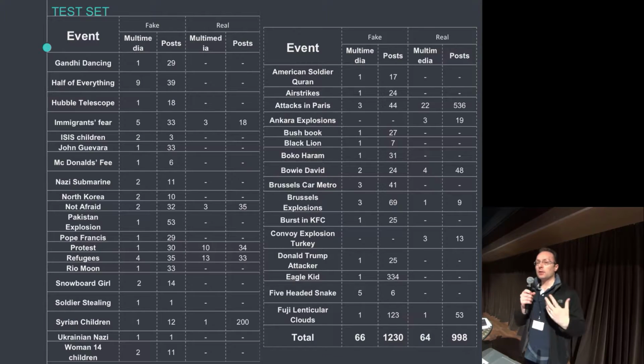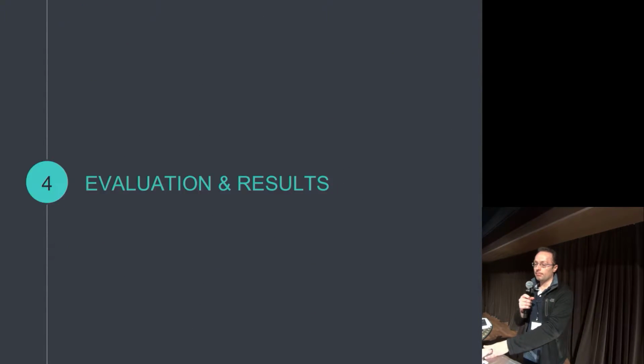And we're now starting to get quite a good representative range of lots of different types of events, lots of different news stories, different hoaxes, real events as well. And quite a few of the events now have both real and fake posts as well. So it's becoming a much better data set.